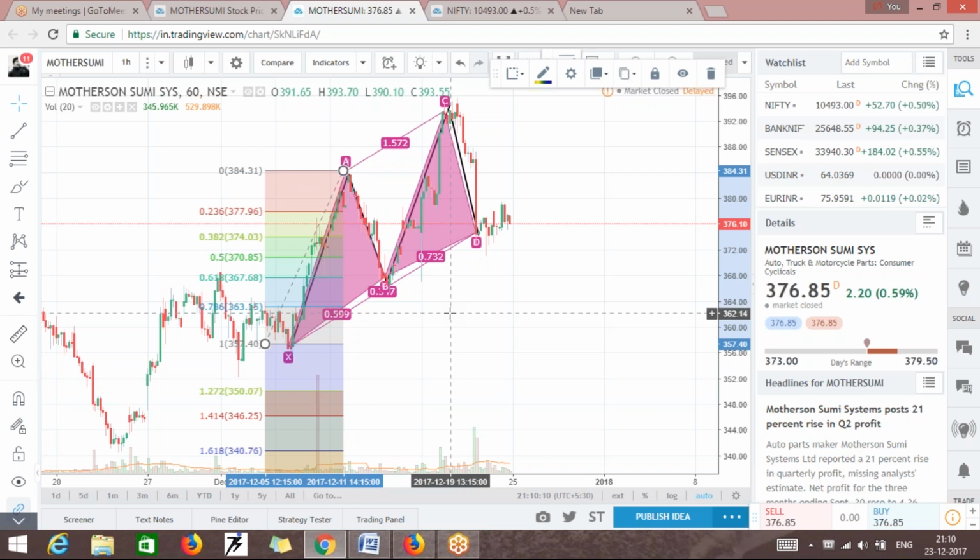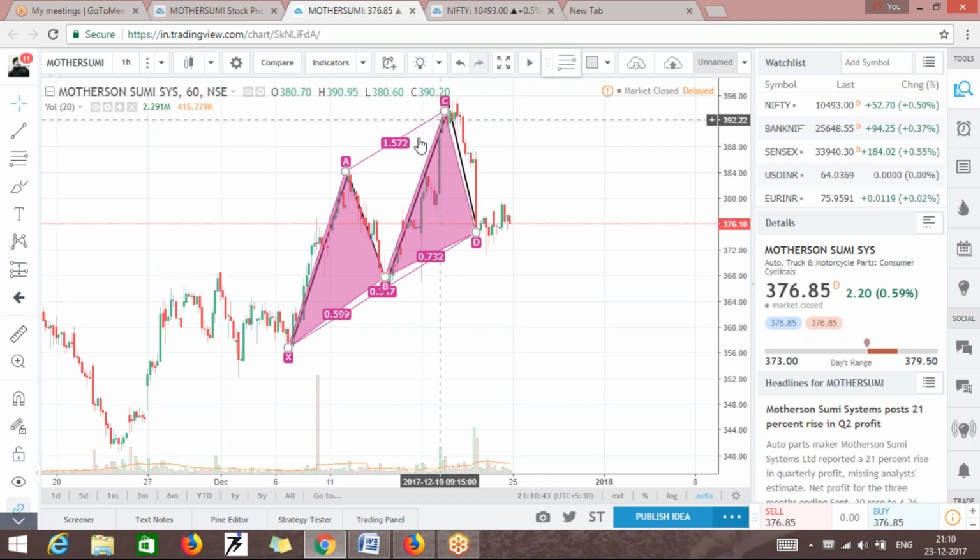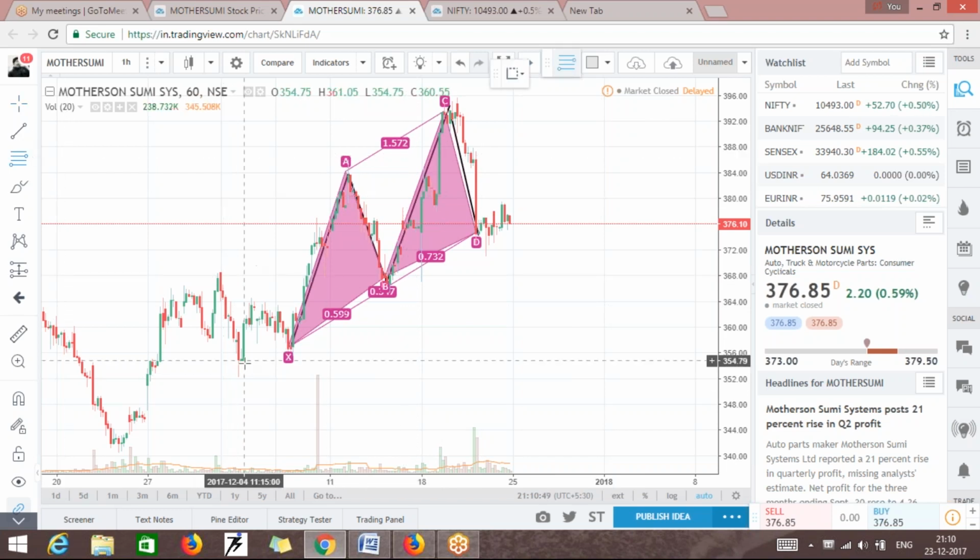Now the next one is 1.272 to 1.414 of XA. Please, while confirming this, take the criteria quite seriously, so that it's taking the extension of XA or AB. If there is a small mistake in that, then the trade could go wrong. So here it is 1.272 to 1.414 of XA. It is already being mentioned 1.572 is what it is suggesting, so it's a little bit in the higher range.